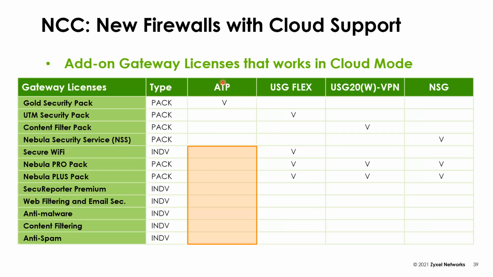So if you have an ATP, it works with the Gold Security Pack license, and that includes things such as Secure Wi-Fi, Nebula Pro Pack, Secure Reporter, et cetera. If you're using the USG Flex, you buy the UTM Security Packs. You also have the option of buying Secure Wi-Fi, Pro Pack, and Plus Pack licenses. For the USG 20 series, we have a Content Filter Pack and the ability to buy, of course, your Plus and Pro licenses. And then if you're still using one of our older NSGs, those use our Nebula Security Service licenses.